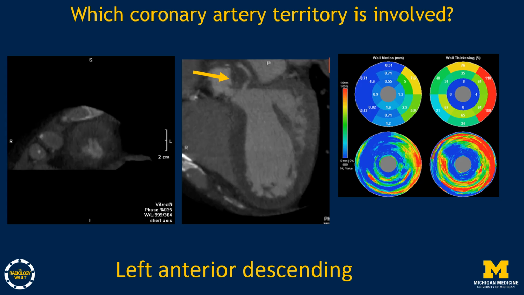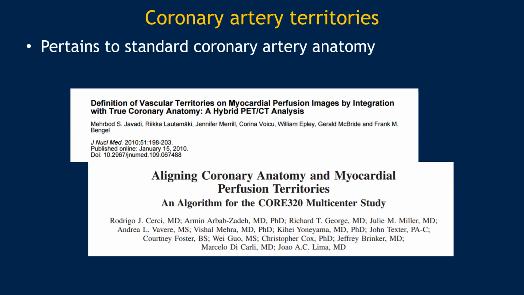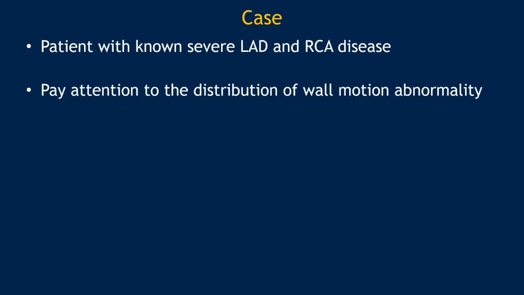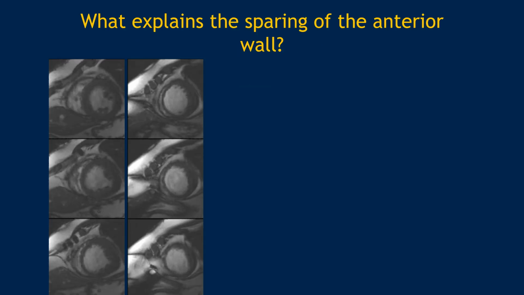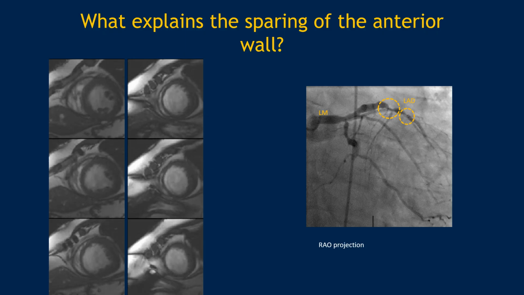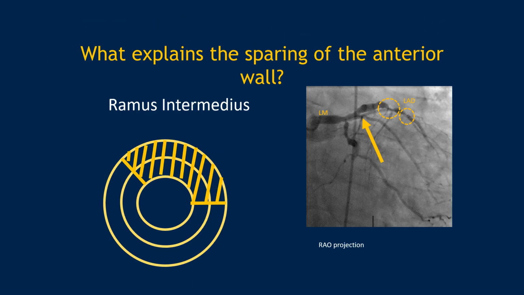Now, it's important to understand that sometimes there can be variant anatomy, so always keep that in mind when you're assessing wall motion abnormalities and attributing it to coronary territories. Just to exemplify this, this is a patient with severe LAD and RCA disease. And when you look at the wall motion and the thickness of the wall, you can see that the abnormality involves both the anteroseptal and inferoseptal walls. But the anterior wall looks relatively preserved, which would be atypical for an LAD territory. Now, the reason becomes clear when you notice that this patient actually has a ramus intermedius, which was uninvolved, and that is why the anterior and anterolateral segments were relatively preserved.